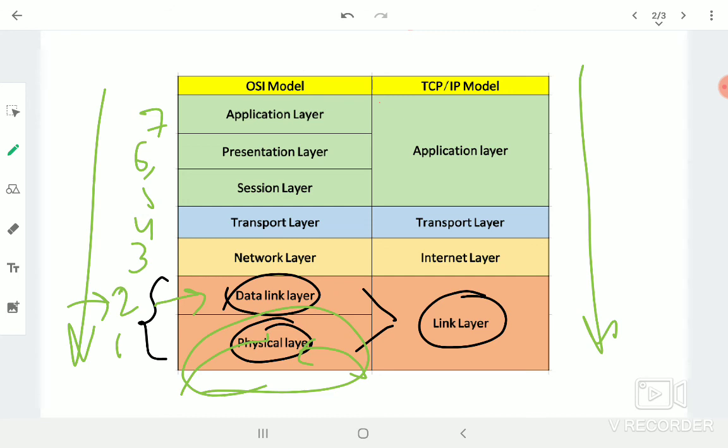In our next video, we will talk about the communication. We will describe the network communication using the OSI and the TCP IP models.